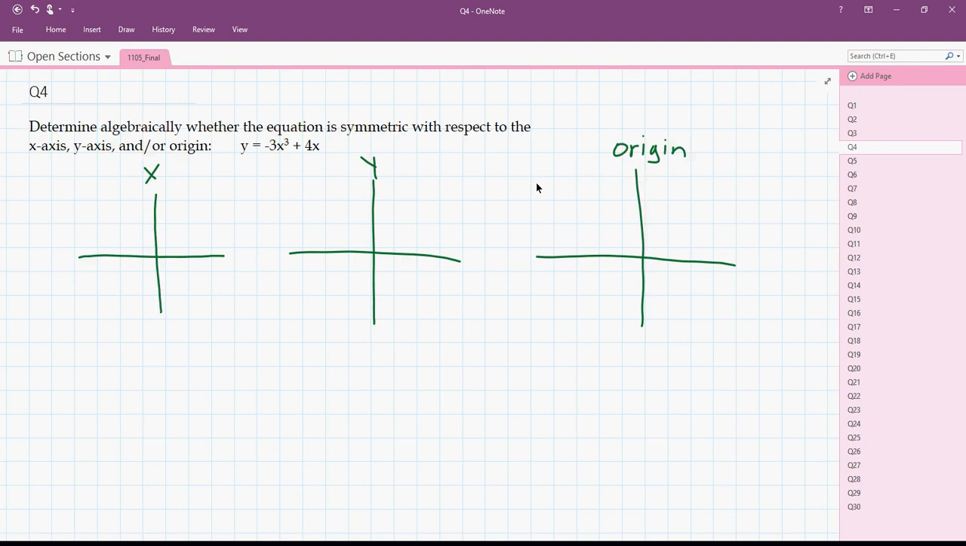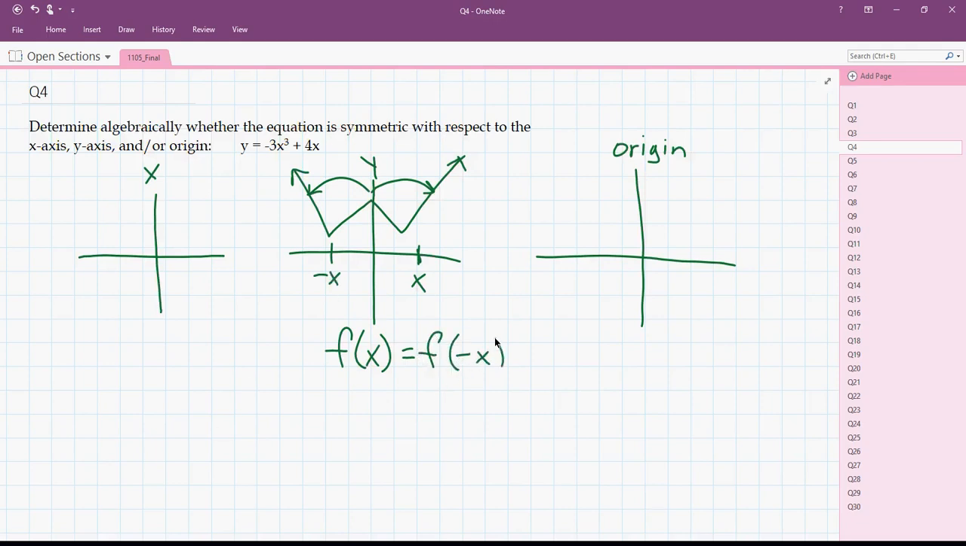Let's start with y-axis symmetry. Y-axis symmetry is a little bit easier. So if you look at this figure, anything that's happening on this side is also happening on this side. So it's kind of like a mirror around the y-axis. And the way you would test for that is given f of x, if you plug in f of negative x, they should result in the same values.